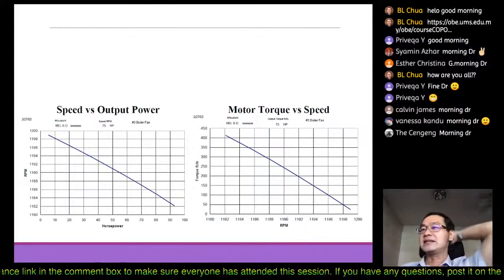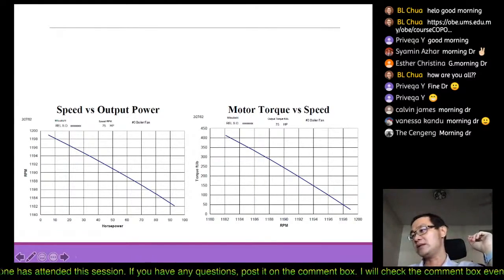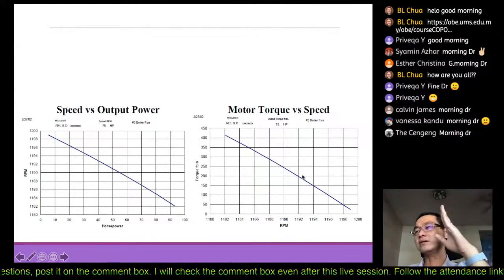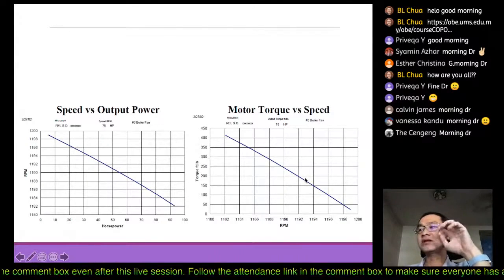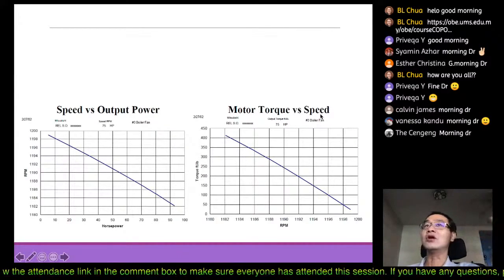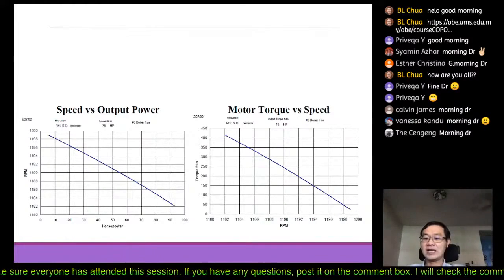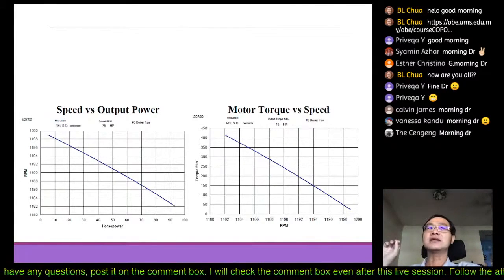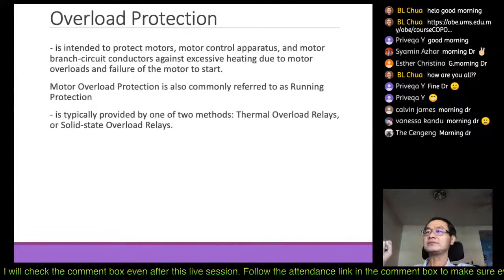Then also we can see that the speed and the output power decrease, the motor torque and speed decrease. So when you increase the speed, the torque actually decreases, even for the motor. The motor itself, you can still control the speed by supplying a different amount of ampere of power. So this is the idea of how you can select properly. That's why selection is important, and it should match the load that we want.